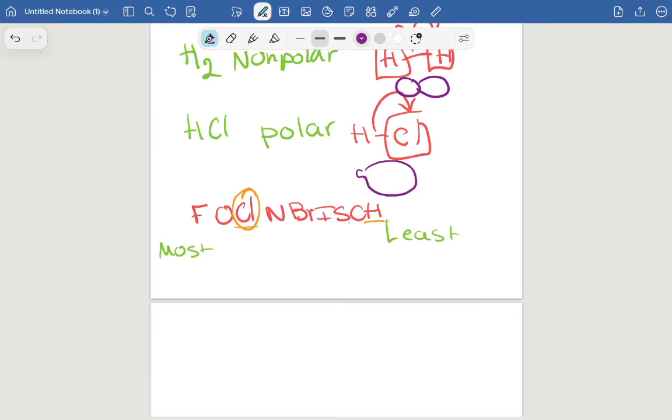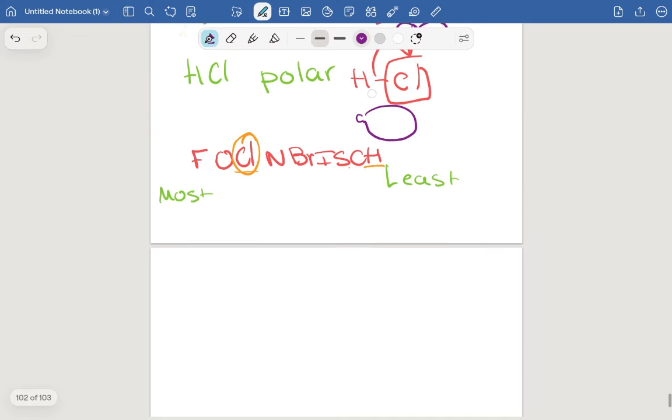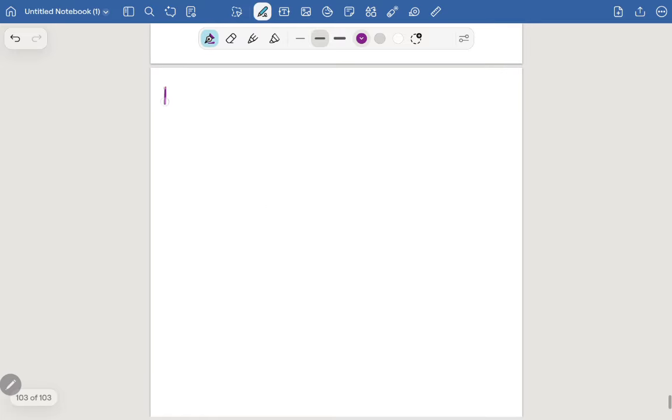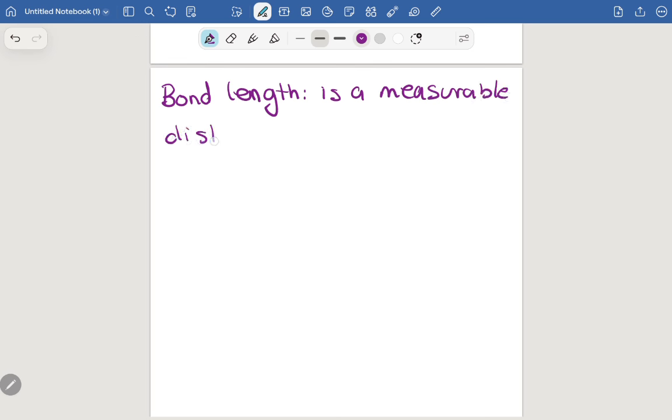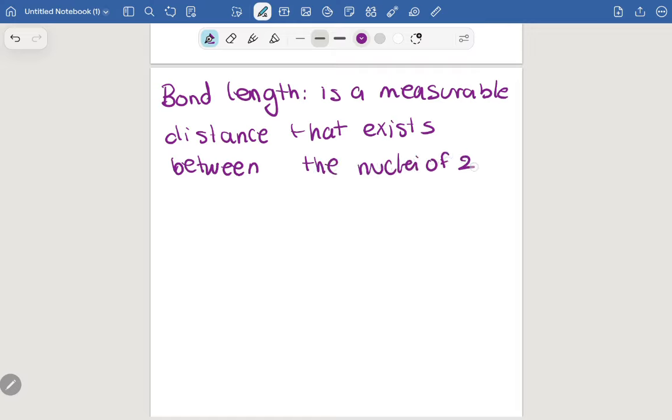Alright, so now we move on to a definition that we're going to see later on. I don't know if it's in this section or the next section, but it is the bond length. What's the definition of a bond length? Bond length is a measurable distance that exists between the nuclei of two atoms that are bonded covalently.